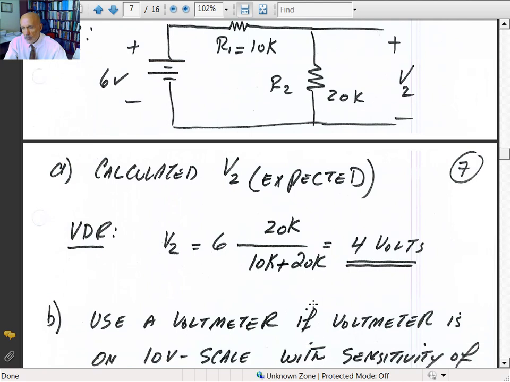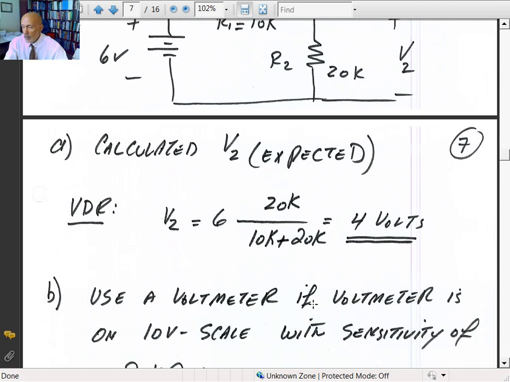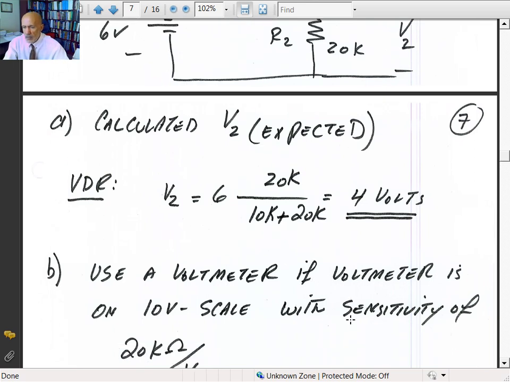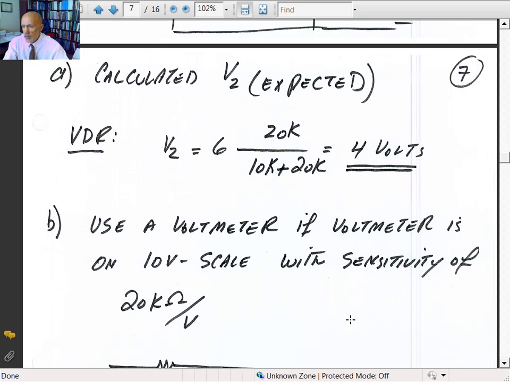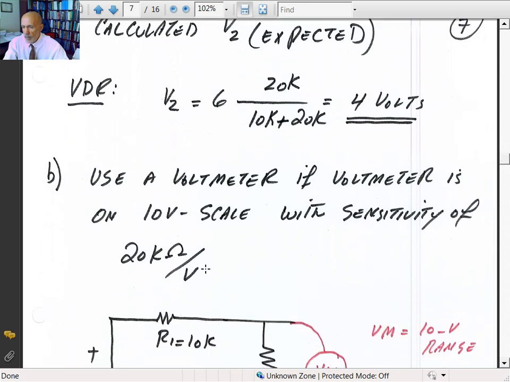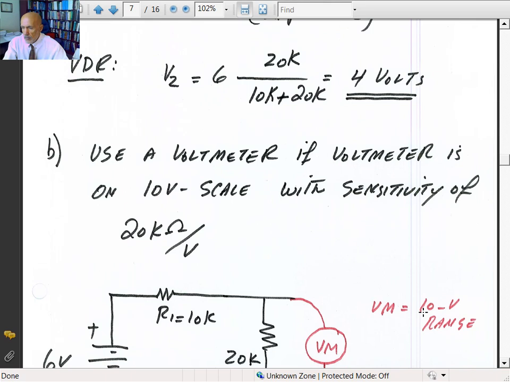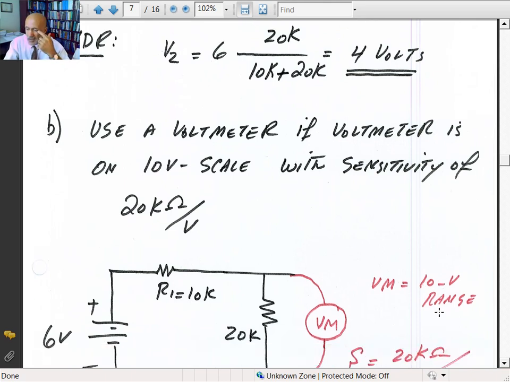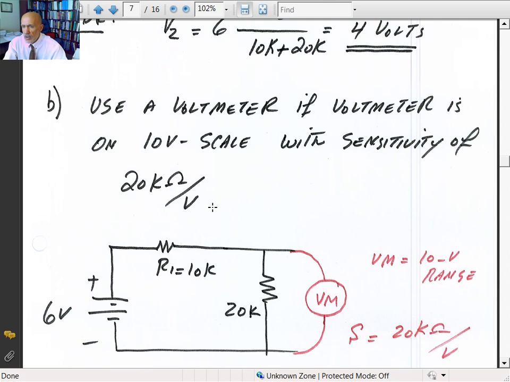Now, if I use a voltmeter, let's say it's an analog voltmeter, or you can use a digital voltmeter. So let's look at the analog voltmeter. It's on a 10 volt scale because you're expecting 4 volts, so a 10 volt scale would be good, with a sensitivity of 20 kilo ohms per volt. The sensitivity determines the internal resistance of the voltmeter on a different scale. So the voltmeter is on the 10 volt range, and the sensitivity is 20 kilo ohms per volt.